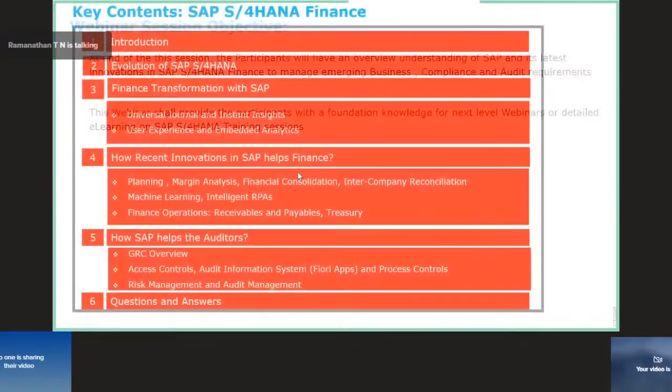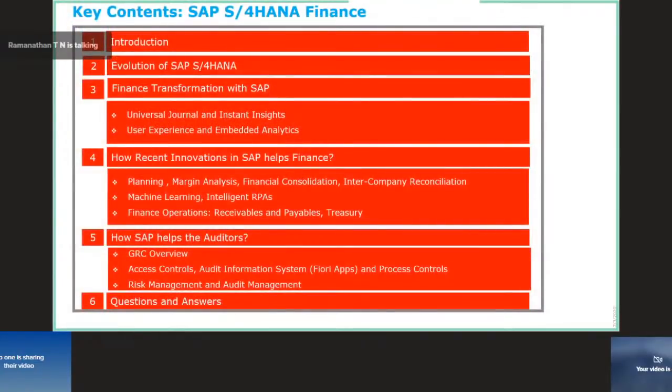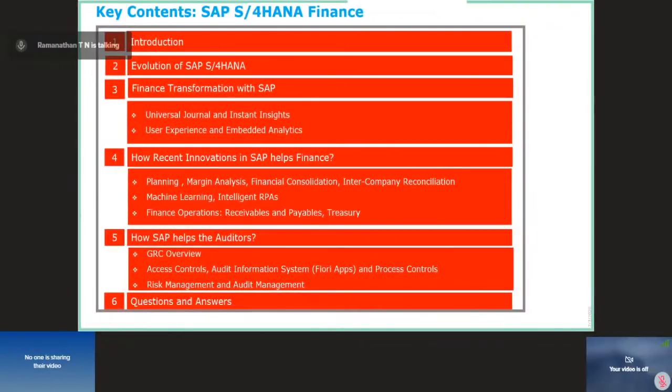In terms of the agenda, I would quickly touch upon the evolution of HANA, and then get into a discussion of the recent finance transformation which SAP has aligned with the S/4HANA innovations. I will also share some of the value benefits which both the enterprise gets and the auditors look up to, and then we move on to the question and answer session.